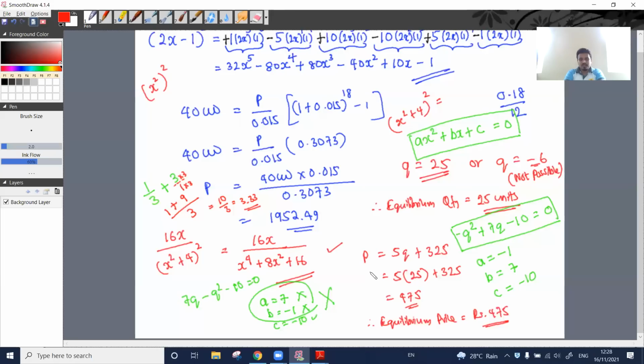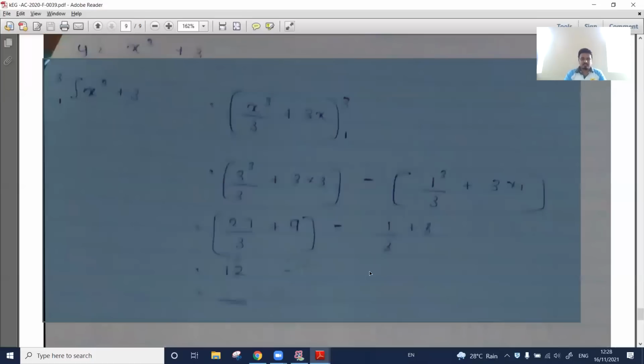So 12 minus 3.33. This is wrong too, isn't it? 27 divided by 3 is 9. 9 plus 9 is 18. It should be 18. 18 minus 3.33, the answer should be 14.67. Right? 14.67. For the last part, the answer should be 14.67.